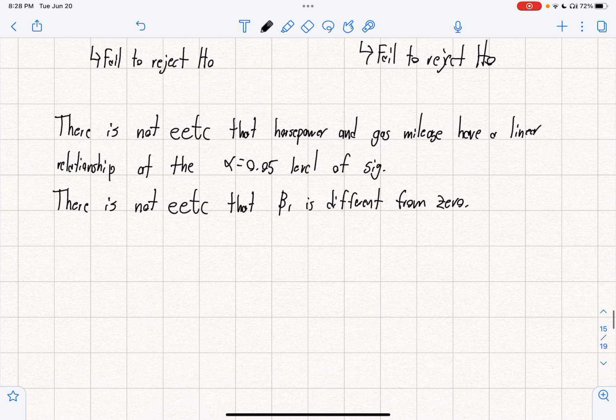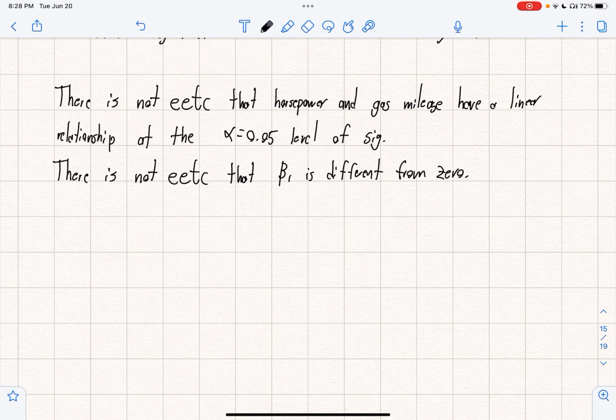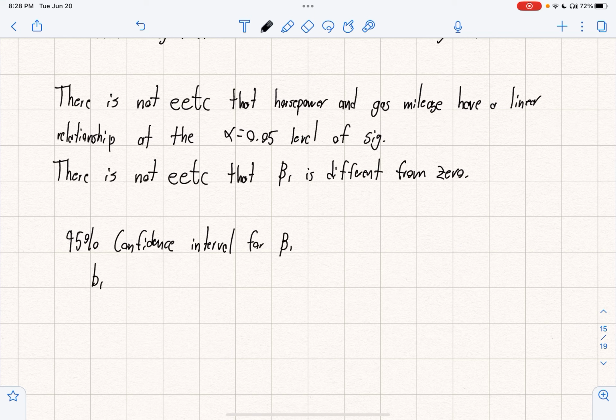Okay, and then let's just quickly do a confidence interval. So let's do a 95% confidence interval for beta 1. So we know that it is equal to B1 plus or minus T with n minus 2 degrees of freedom, so 30, alpha over 2, .025, times SB1. So we already have all of these components.